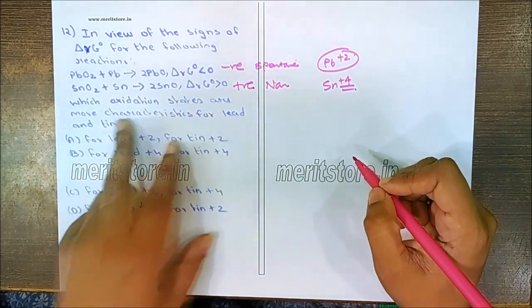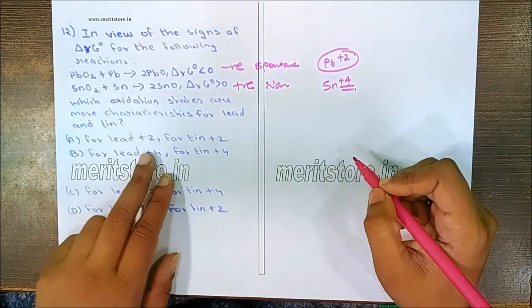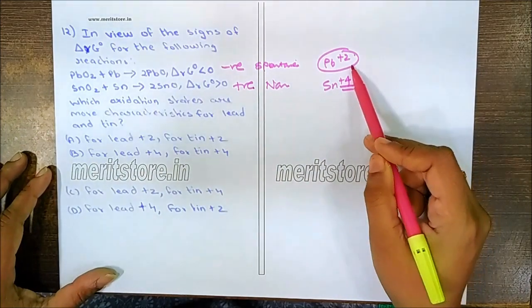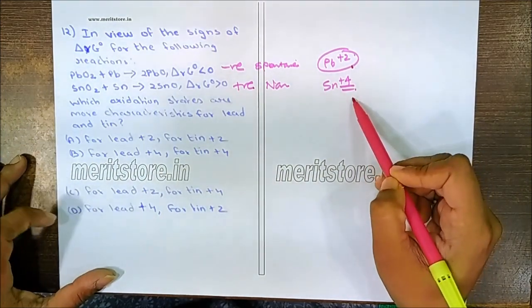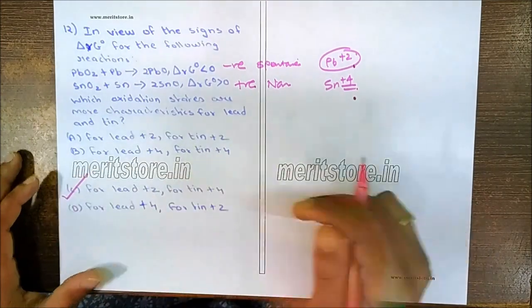So which oxidation states are more characteristic for lead and tin? For lead we have plus 2 and for tin we have plus 4. That's why the option is C.